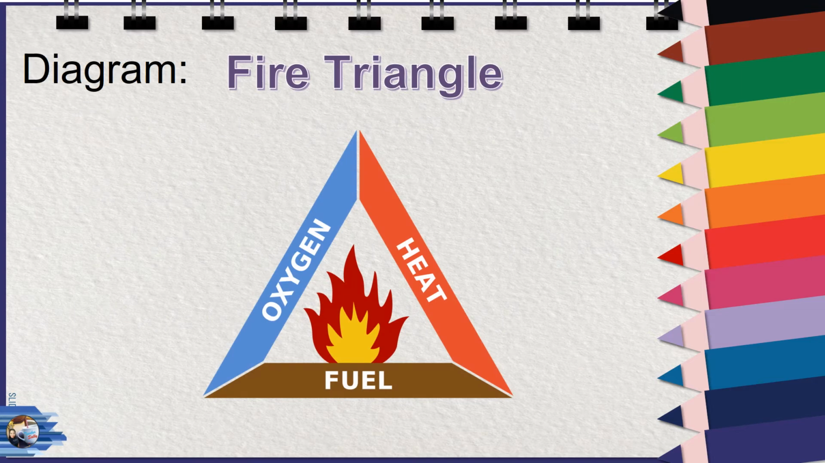Here is a fire triangle diagram to explain more. It shows the 3 things needed for fire to occur. In order for fire to occur, there should be heat, fuel, and oxygen. A fire occurs when the 3 elements are present in the right amount. The fire will continue its flame provided that there is a continuous supply of these 3 elements.